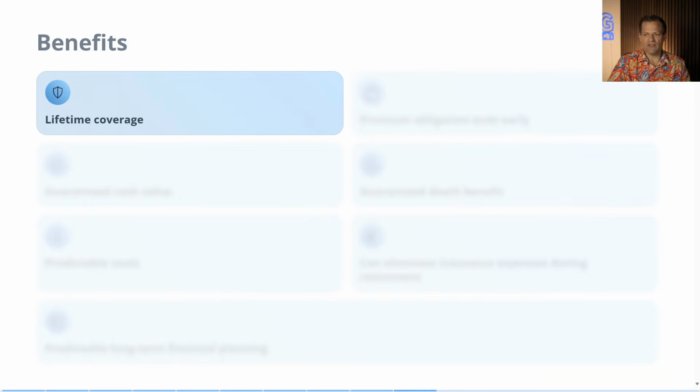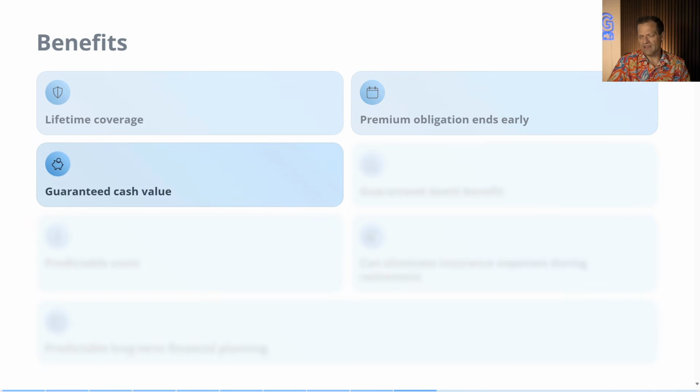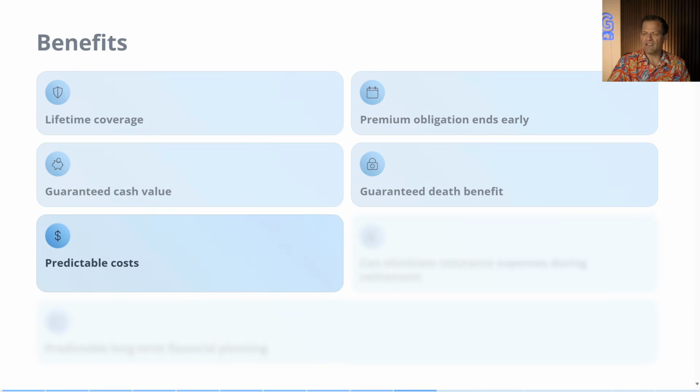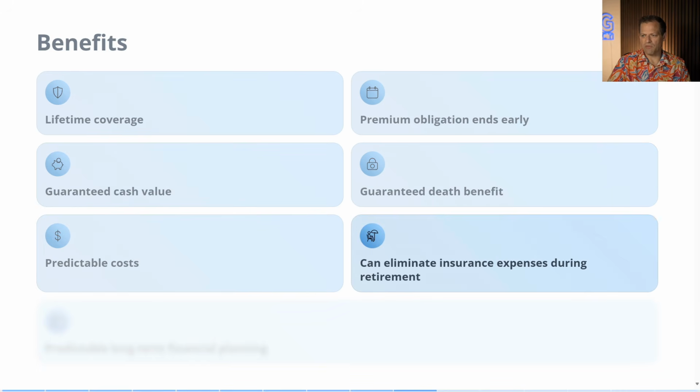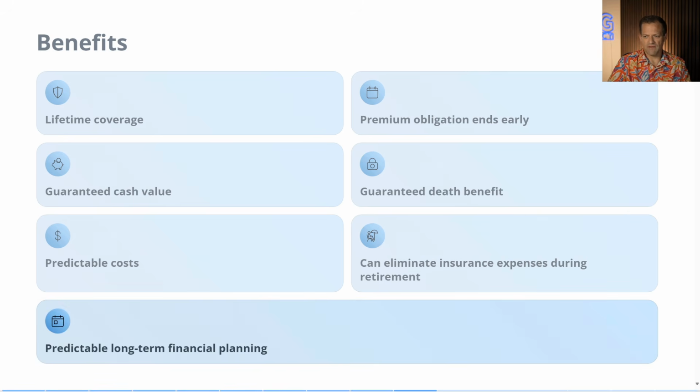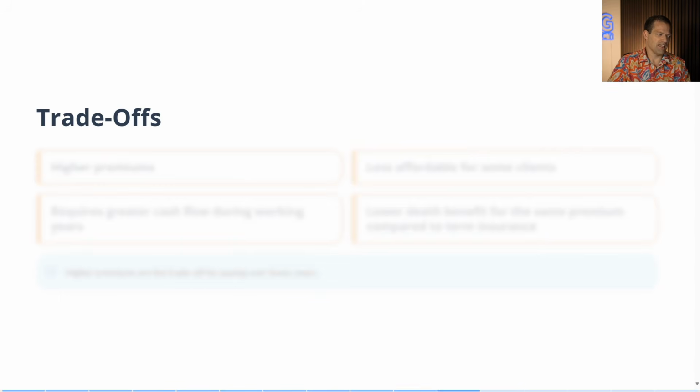So benefits include, again, everything with whole life insurance: lifetime coverage, premium obligation ends early. That's a big one, along with the typical whole life benefits: guaranteed death benefit, cash value, predictable cost, elimination of insurance expenses during retirement, so you don't have to pay that premium then, and predictable long-term financial planning.